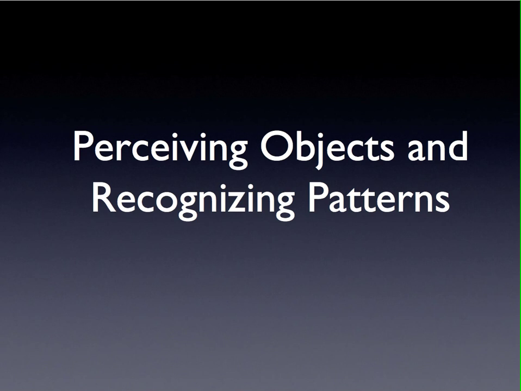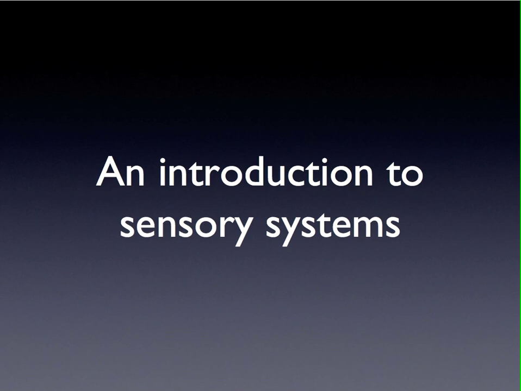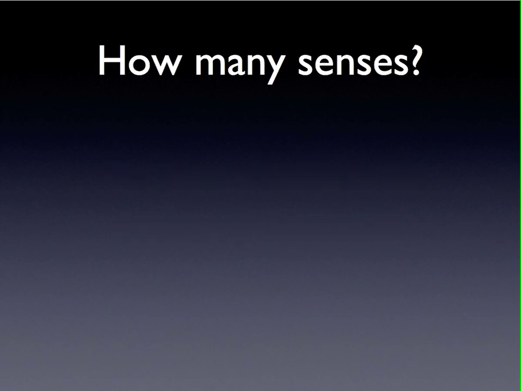This is Chapter 4, Part 1, Object Perception. Before we get into the actual parts of object perception, we have to talk about perception in general. So I'm going to introduce you briefly to the sensory systems.